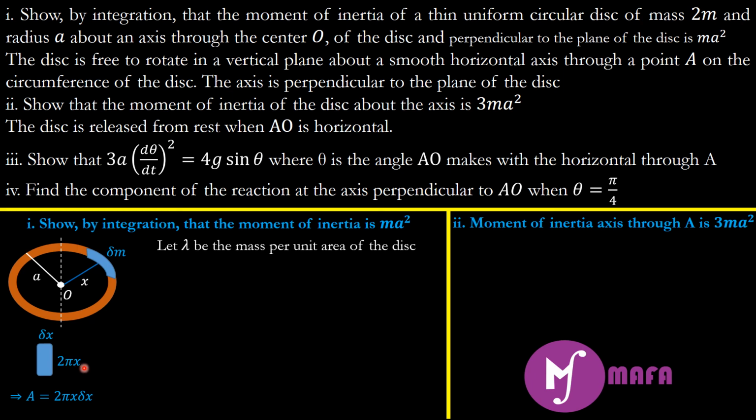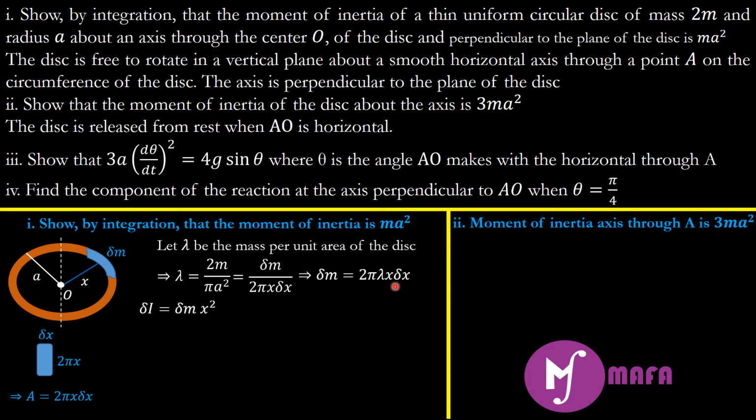Start by letting lambda be the mass per unit area of the disc. It means lambda will also be the mass per unit area of every increment that we take out from this disc. It is a constant. So lambda is equal to the mass of the disc divided by the area of the disc, which is the same as the mass of the increment divided by the area of the increment. From there we get that the mass of the increment is lambda times 2 pi x delta x.